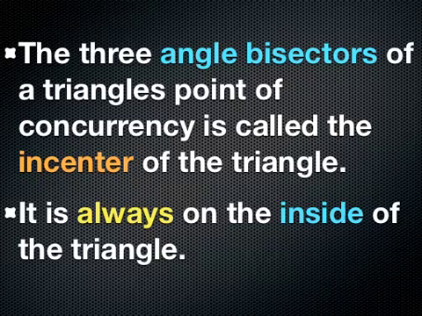The next example says the three angle bisectors of a triangle's point of concurrency is called the incenter of the triangle. If you notice, "in" is in the name of this. It is always going to be on the inside of the triangle. So just like we could have three perpendicular bisectors, we're going to be able to have three angle bisectors. Again, they are going to be concurrent, which means they're going to meet at one point. But in this case, the point of concurrency will always be inside of the triangle. And that point is called the incenter.